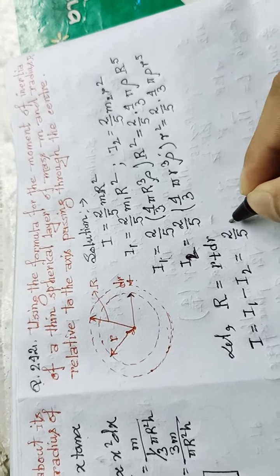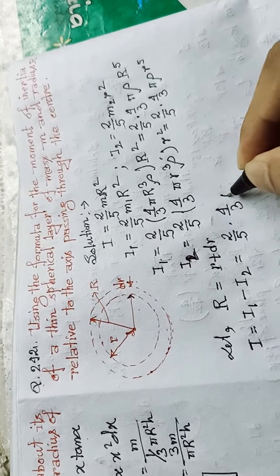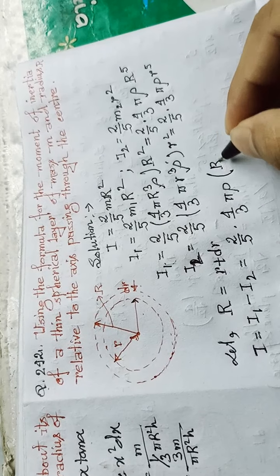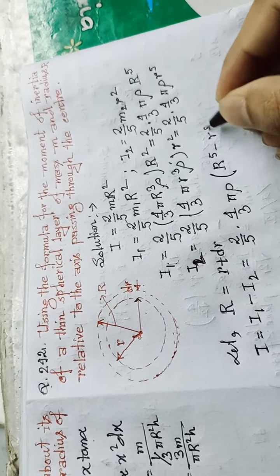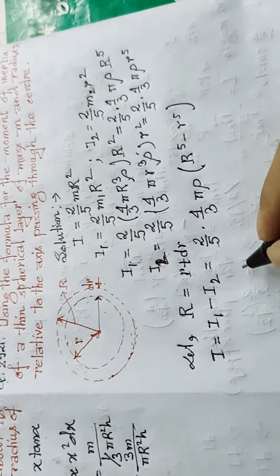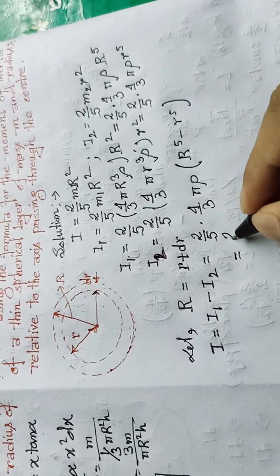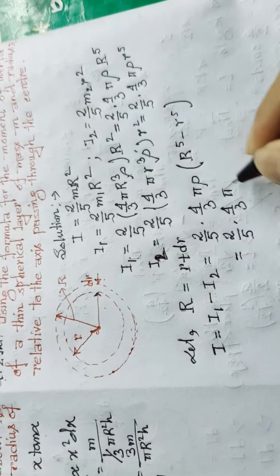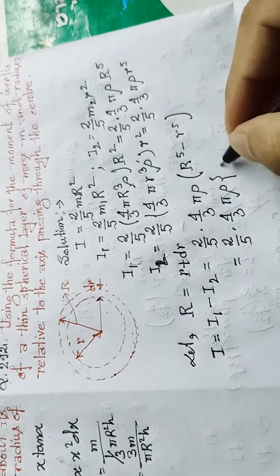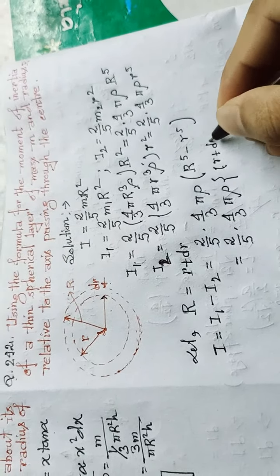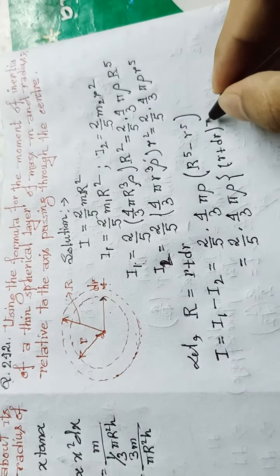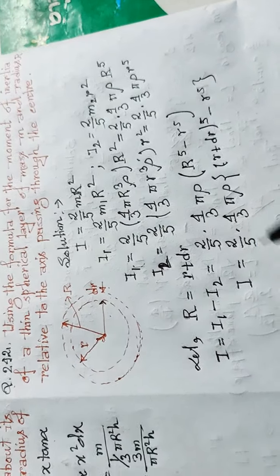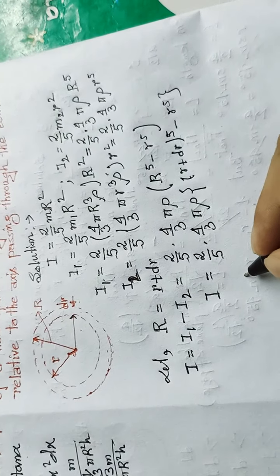That will be equal to 2/5 into 4/3 pi rho into capital R to the power 5 minus small r to the power 5, and this will again become 2/5 multiplied by 4/3 into pi rho, multiplied by (r plus dr) to the power 5 minus small r to the power 5. This is the moment of inertia. Now we'll calculate this quantity.